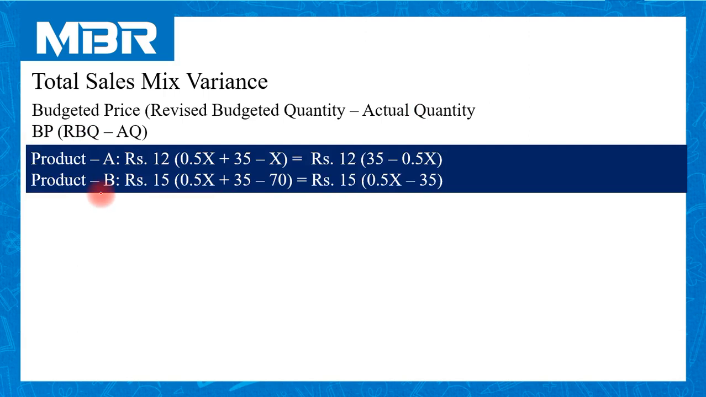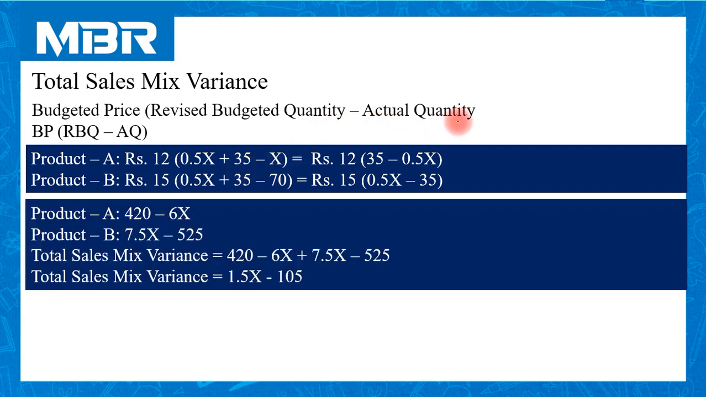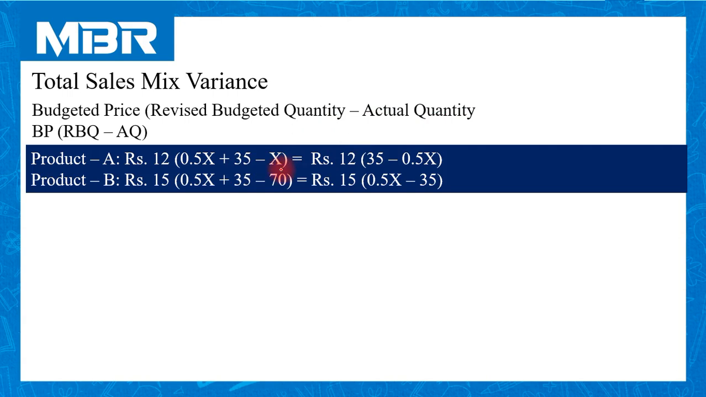Let us insert the data in formula. For product A, budgeted price is rupees 12. For product B, budgeted price is rupees 15. Revised budgeted quantity as per our calculation for A 0.5x plus 35 minus actual quantity is X, X as per our assumption.